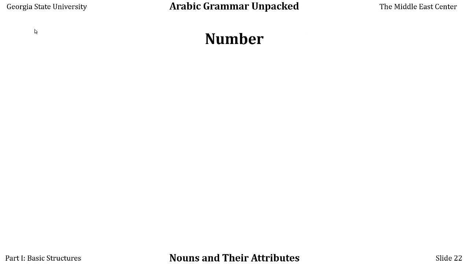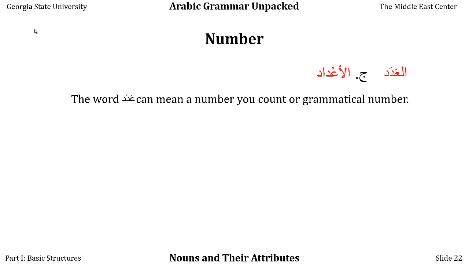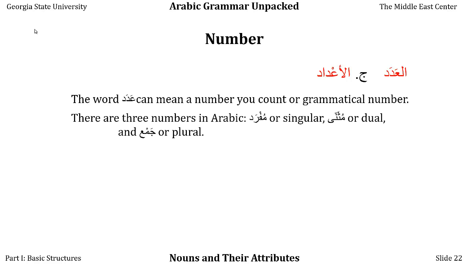Now let's take a look at the next attribute, number, al-adad, which means number in the regular sense. Its plural is al-a'dad, numbers. The word adad can mean a number you count, or the grammatical number, which is what we're concerned with here. There are 3 numbers in Arabic, 3 grammatical numbers, that is, mufrad, or singular, muthanna, or dual, and jam', or plural.